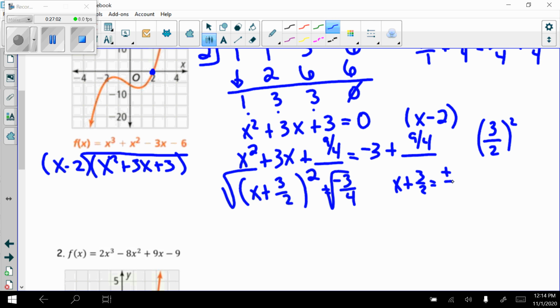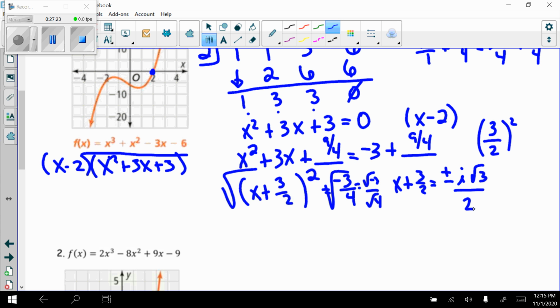So now I have x plus 3/2 equals, I put the radical in the problem, so plus or minus the square root of negative 3/4. Remember, I can break that down to the square root of negative 3 over the square root of 4. On top, the square root of negative 3. I can't do the square root of 3, but that negative comes out as an i, so I have i square roots of 3 over the square root of 4 is 2.